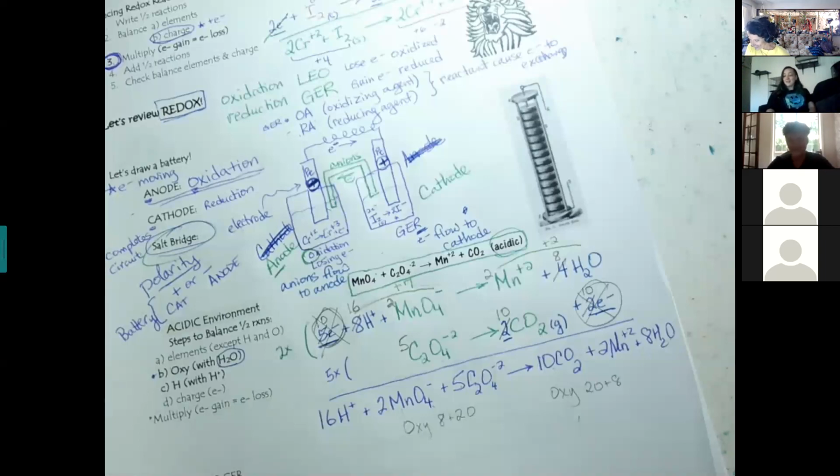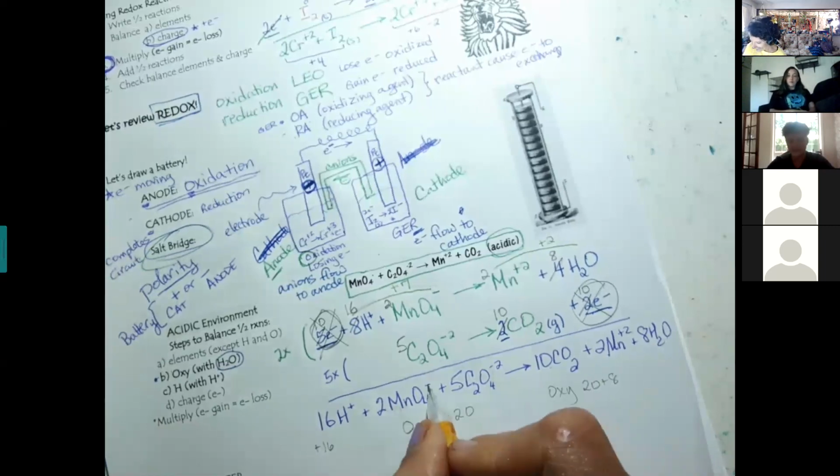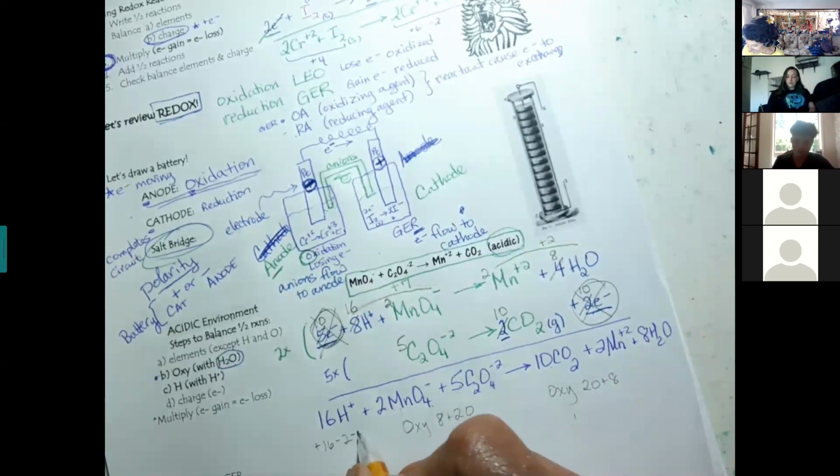All right, let's look at the charge. So I have a plus 16. I have 2 times -1. Then I have 5 times -2, which is -10.